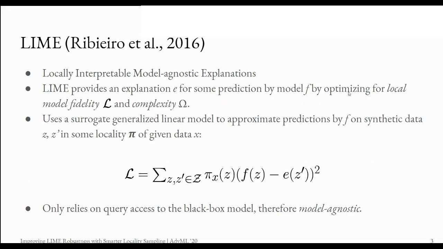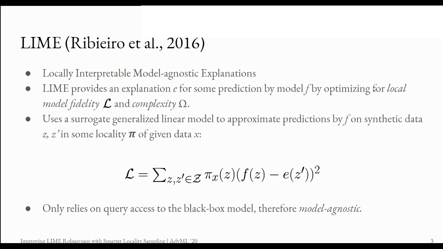Here, let's start with LIME. LIME stands for Locally Interpretable Model Agnostic Explanations, which is a popular algorithm for generating explanations for individual predictions of a given target model F, which is presumably black box, like neural networks or XGBoosts. LIME provides some explanation for some prediction by optimizing for local model fidelity and complexity.